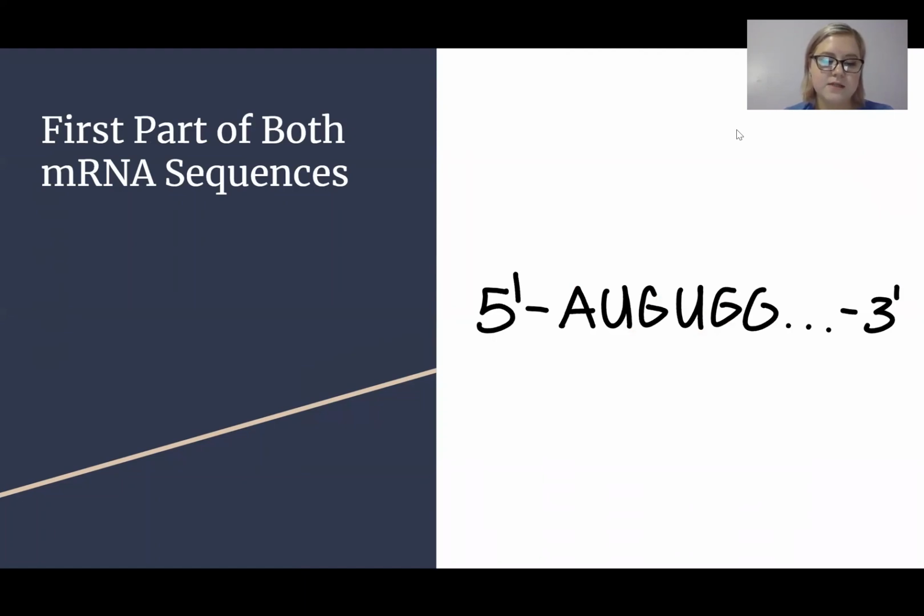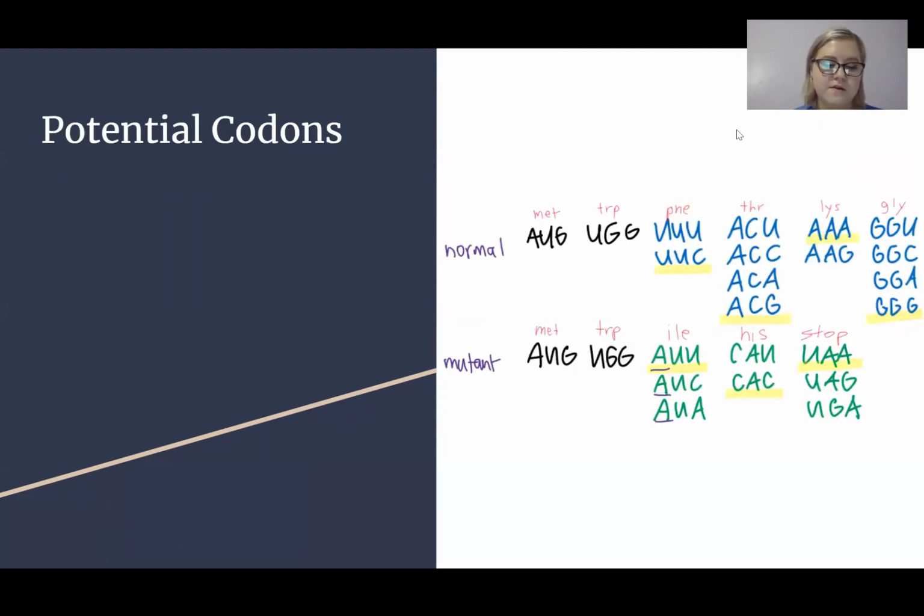Up until then, each sequence can be read as AUG, UGG, starting in the 5' position. When looking at the potential codons for the third amino acid in the normal protein versus the third amino acid in the mutant protein, we notice the normal one has to start with a U and the mutant has to start with an A. This makes it pretty obvious that we're looking at an insertion of an adenine in the mRNA of the mutant protein. The following highlighted letters line up for each reading frame, just 1 letter off.